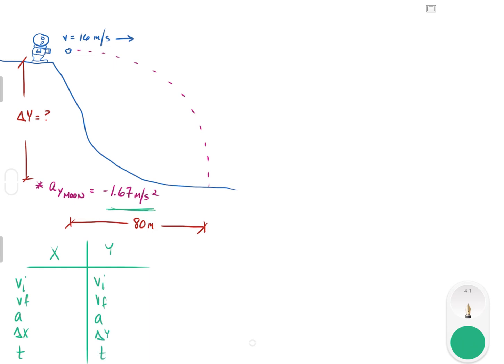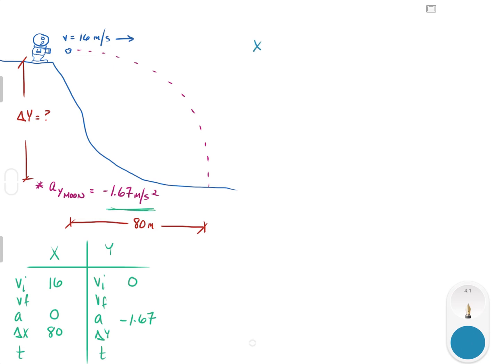Again, this is still a horizontal launch, 0 initial in the Y, all 16 is in the X. Projectiles do not accelerate horizontally. In this case, I need to put negative 1.67, and 80 meters is the horizontal displacement. So what we can do here is we've got 3 on the X side, so let's do what we normally do. Use the X side to find time, move time over, find what we're looking for.